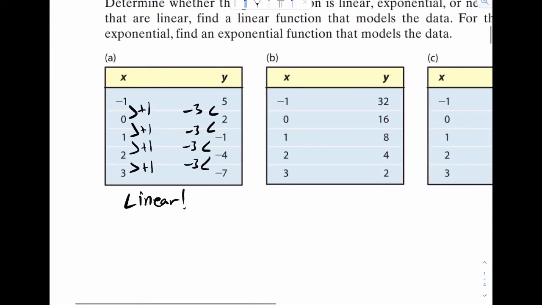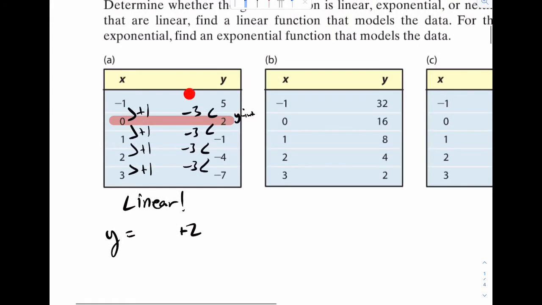And we can just think about the equation y equals... I'm going to highlight this row right here. That's the most important one. That's my y-intercept. So I know it's going to be plus 2. And then this right here is our slope. So I'm going to write negative 3x plus 2.